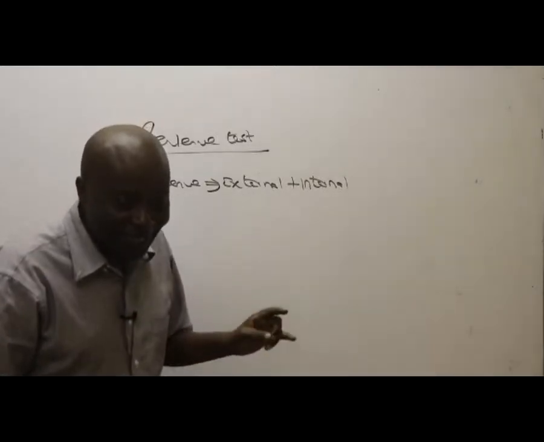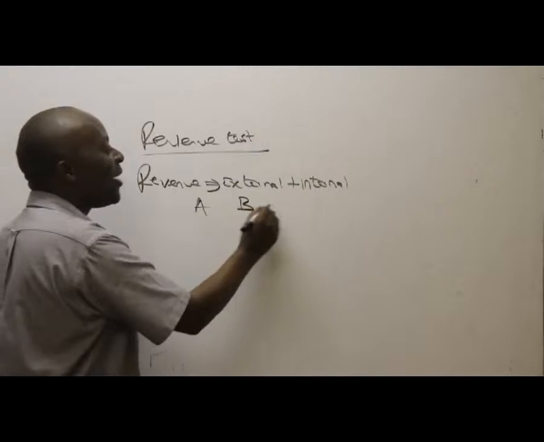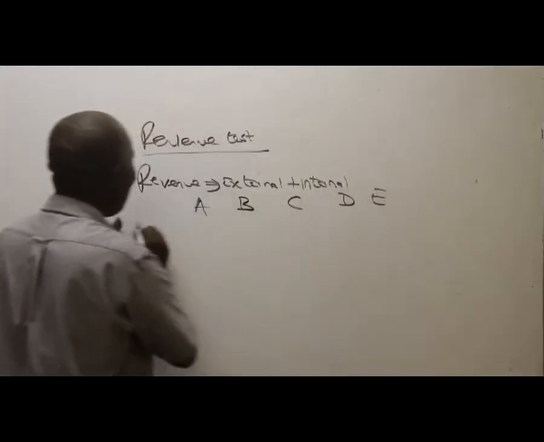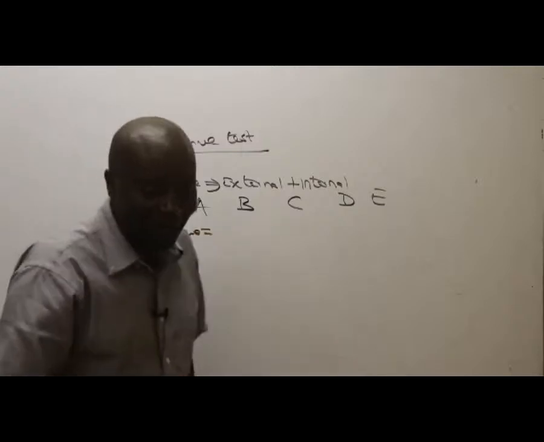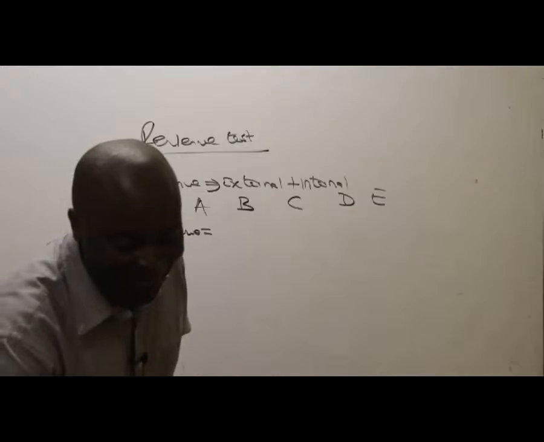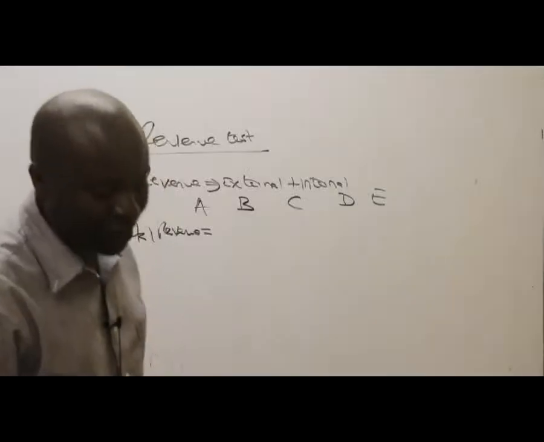So here we are adding. For revenue, I would want you to please give me the total revenue, both internal and external. You can see A, it is 220 and 60 internal. So that will give me how much? Somebody please give me A's total revenue. They're not talking to me. That punishment should start almost immediately. 280. Thank you very much, Purity.